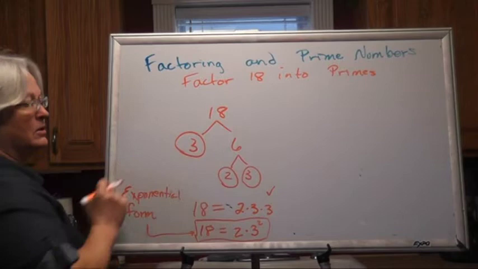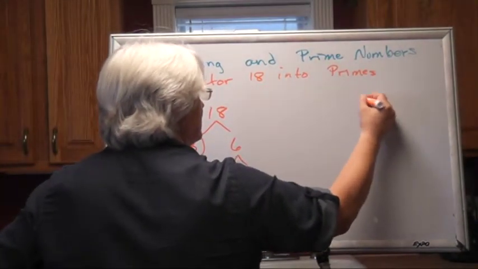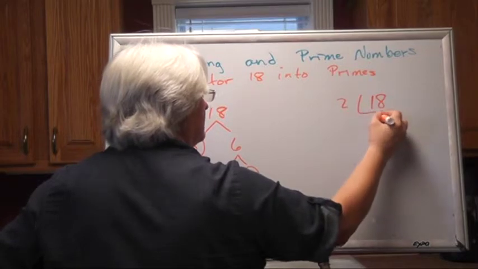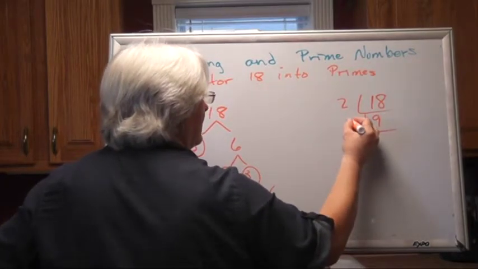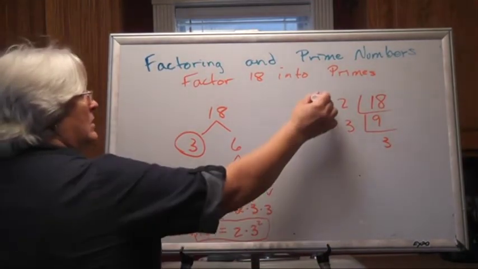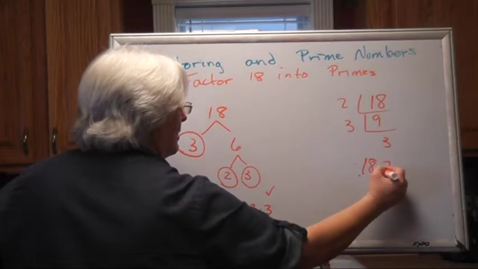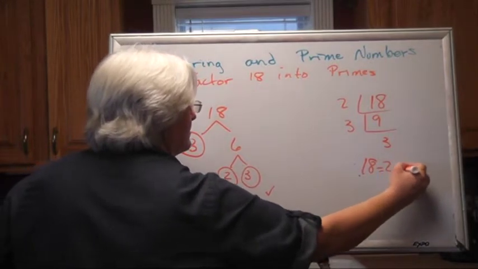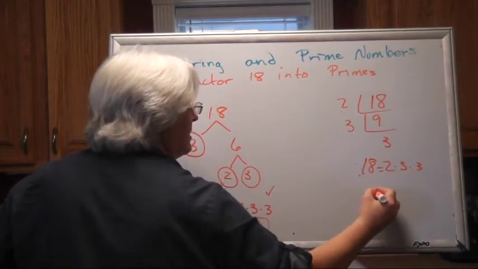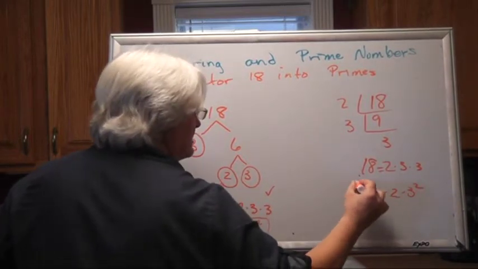So you could use a factor tree. You could also use upside down division. 18 divided by 2 is 9. You cannot divide 9 by 2, but you can divide it by 3. Your outside numbers here are all prime factors. 2 times 3 times 3. 18 is equal to 2 times 3 squared.